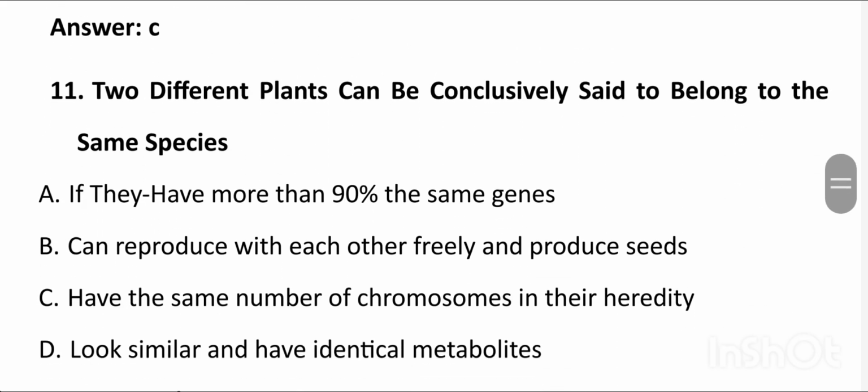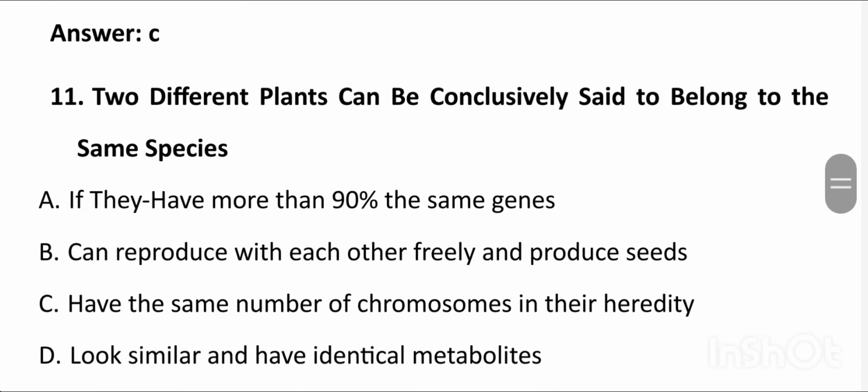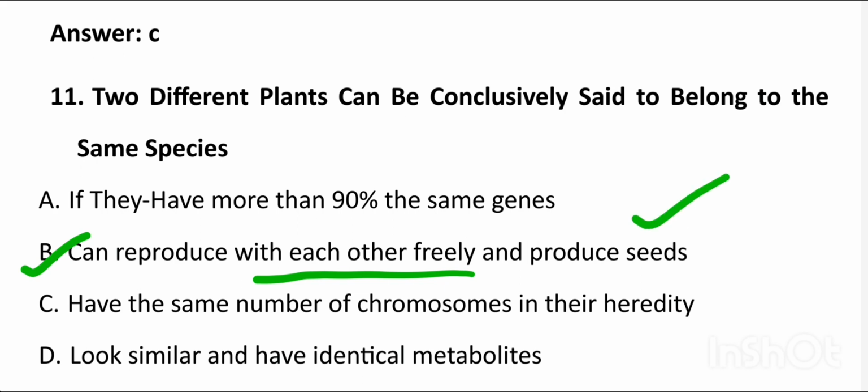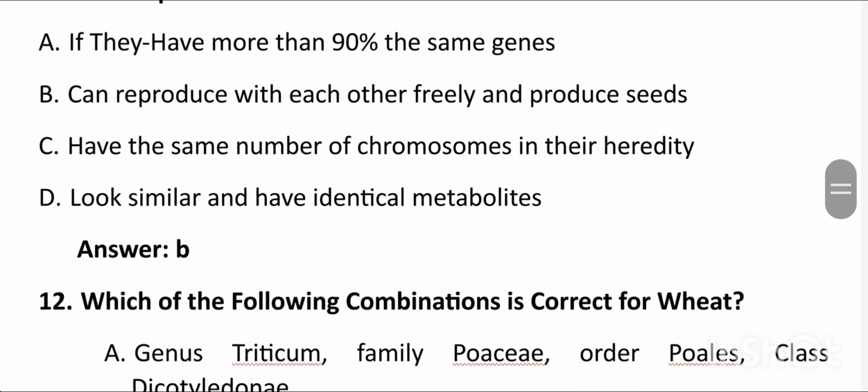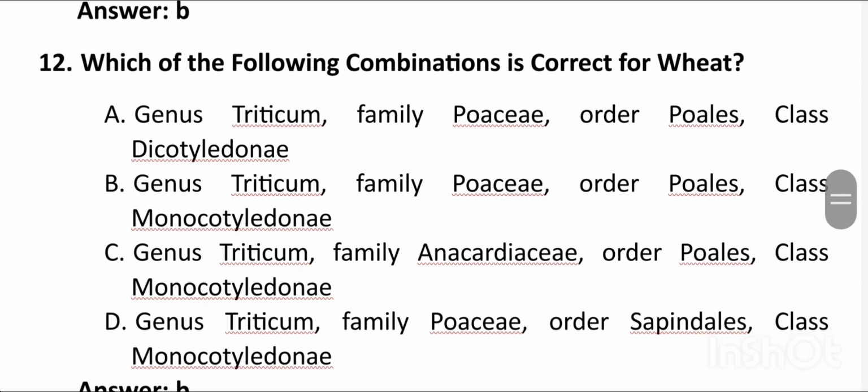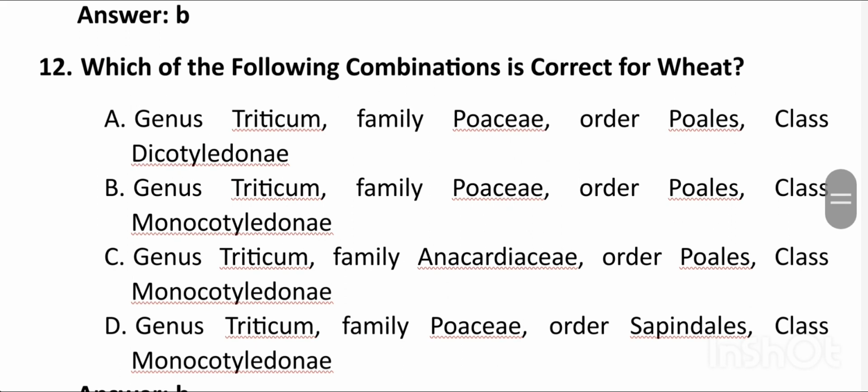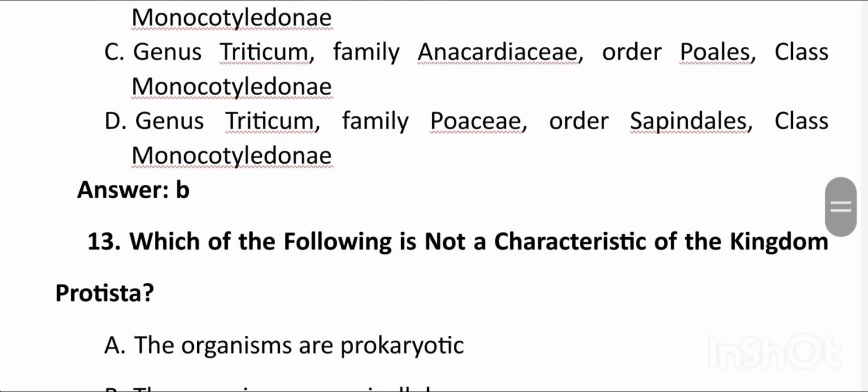Then question number 11. Two different plants can be conclusively said to belong to the same species if they can reproduce freely and produce seed. Then which of the following combinations is correct for wheat? The botanical name of wheat is Triticum aestivum. So there the genus is Triticum, family obviously Poaceae, order Poales, and the class Monocotyledon. So option B is the correct answer.